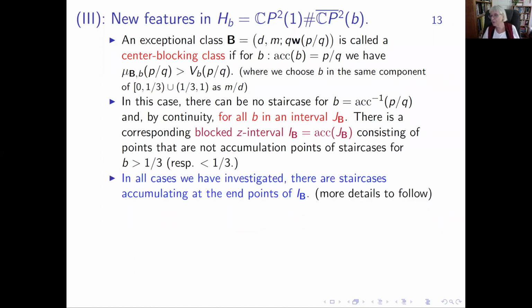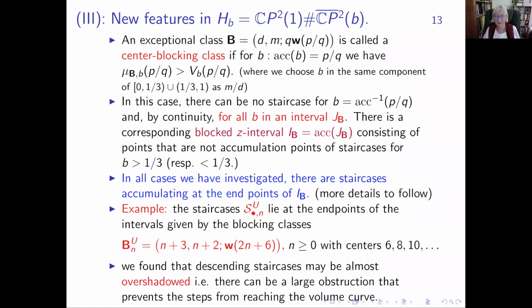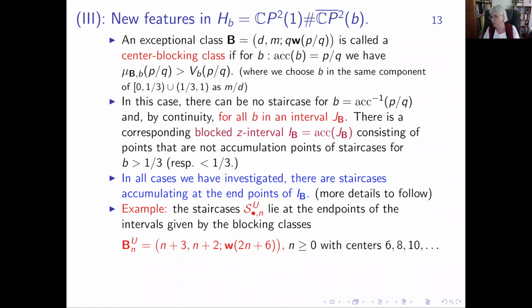In all cases we've investigated, whenever we have a blocking class, we found staircases at the endpoints of IB. And so here, in the example, the staircases SU will lie at the endpoints of these blocking classes, which are very, very simple blocking classes because they're centers of these integers. Everything is beautifully integral. So that's one thing you can say, that we have this relation. That's one of the new things that we can say about the relation between the blocking classes and the staircases.